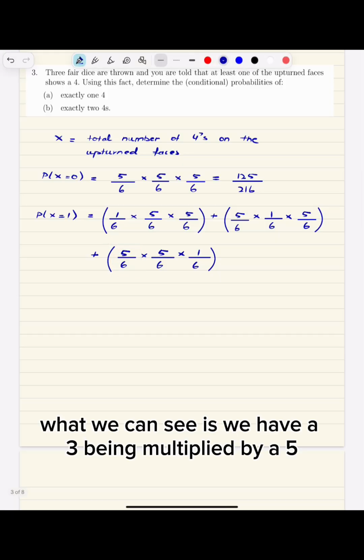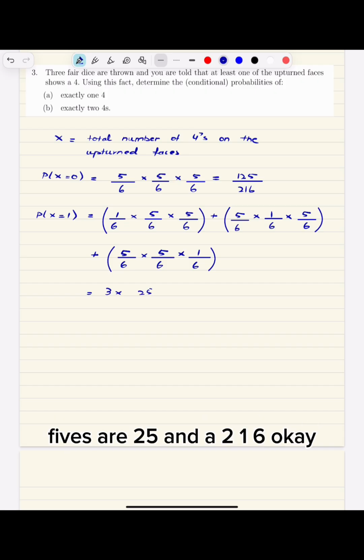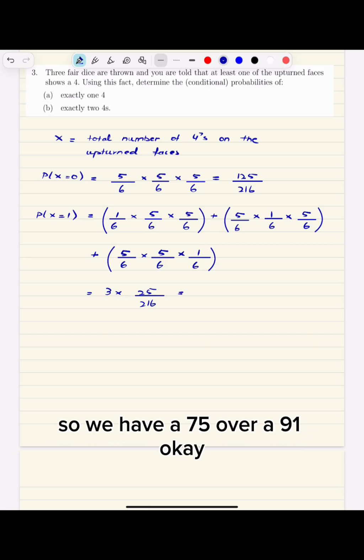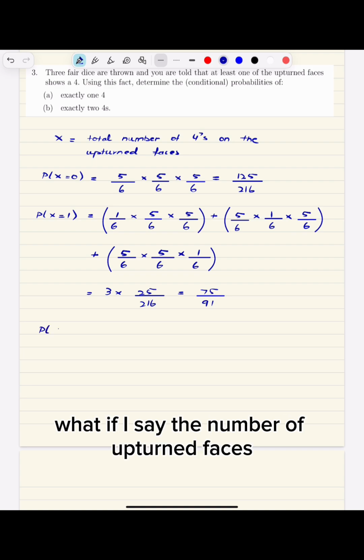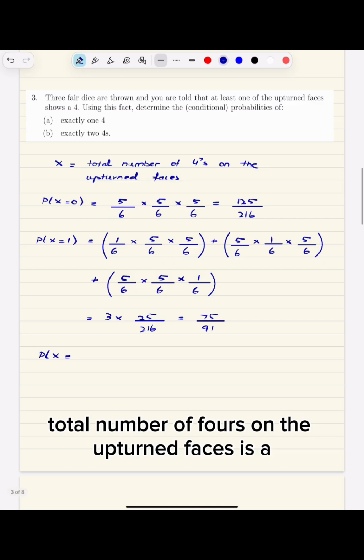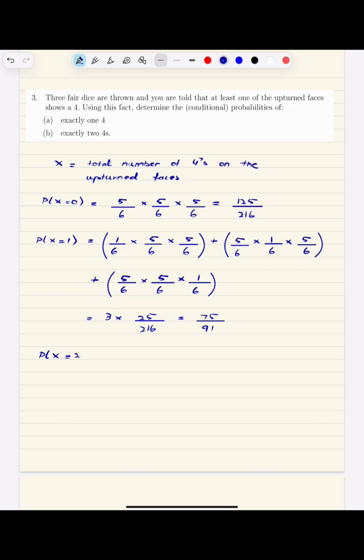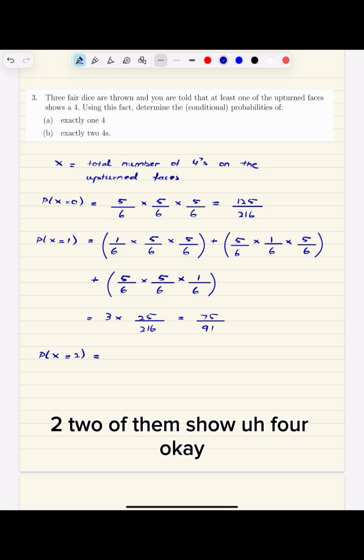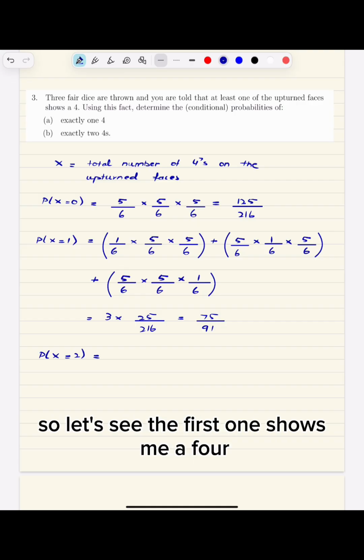So basically what we can see is we have a 3 being multiplied by 5, 5s are 25, and 216. Okay, so we have 75 over 91. Okay, what if I say the number of upturned faces, the total number of 4s on the upturned faces, is two of them show 4. Okay, so let's see.